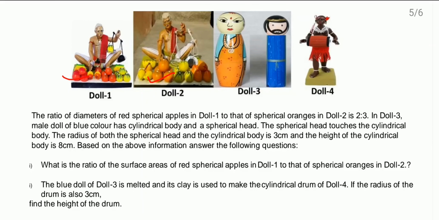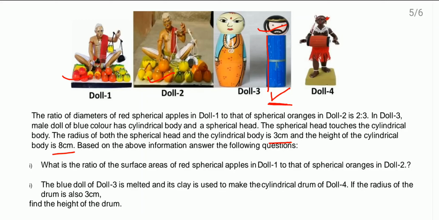In doll 3, the male doll of blue color has a cylindrical body. Look at this one. This is the male doll who is having the cylindrical body. Now, what is that? The male doll of blue color has a cylindrical body and a spherical head. The spherical head touches the cylindrical body. The radius of both the spherical head and the cylindrical body is 3 cm. So the radius of the cylindrical body and the spherical head is 3 cm. And the height of the cylindrical body is 8 cm. Okay, so this height is given as 8 cm.